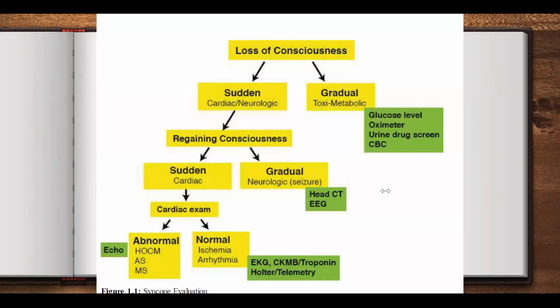So this is your syncope. Loss of consciousness can be sudden or gradual. If it becomes gradual, we think about metabolic causes, like it could be hypoglycemia. Sudden is mainly either cardiogenic or neurological. Depending on the regaining of consciousness, we think about either cardiac or neurologic. If it is sudden regaining of consciousness, cardiac; gradual regaining, think about neurological. Neurological, most likely we are thinking about seizure or convulsion.